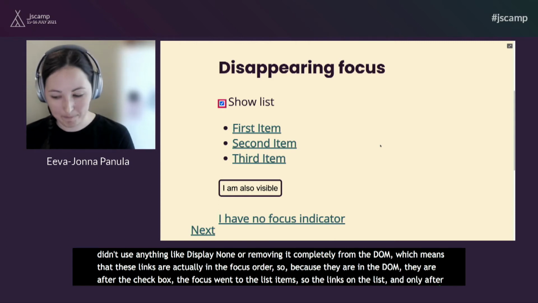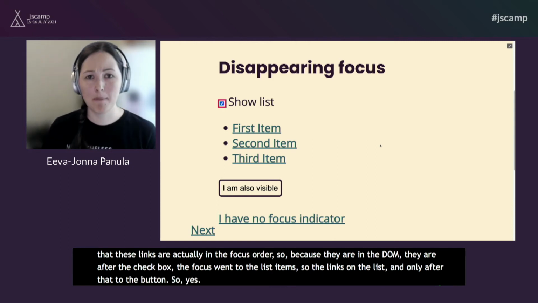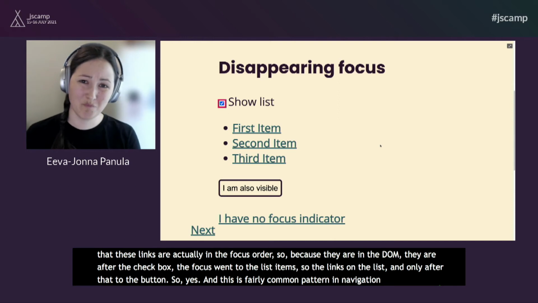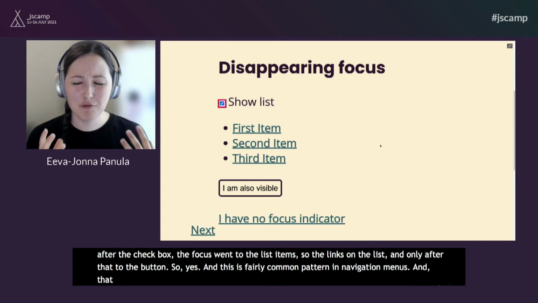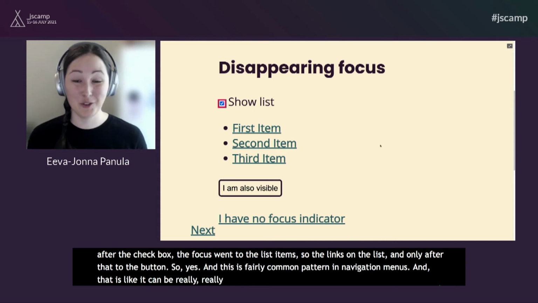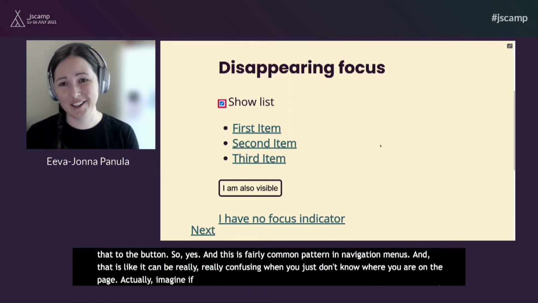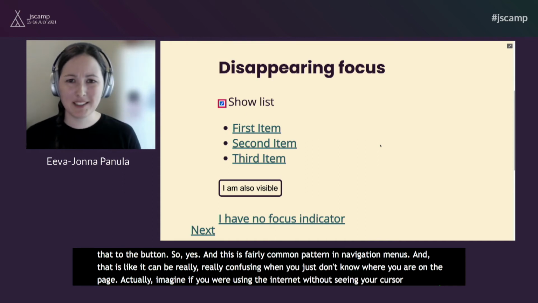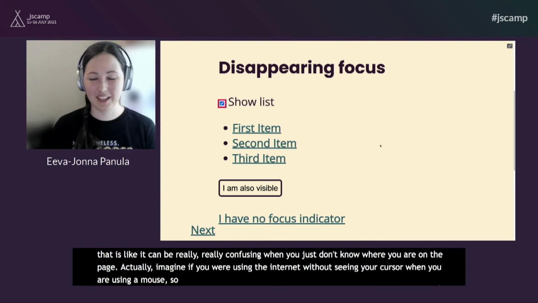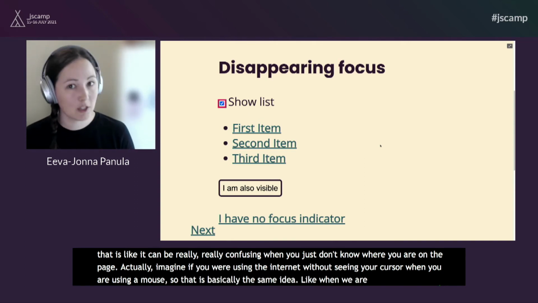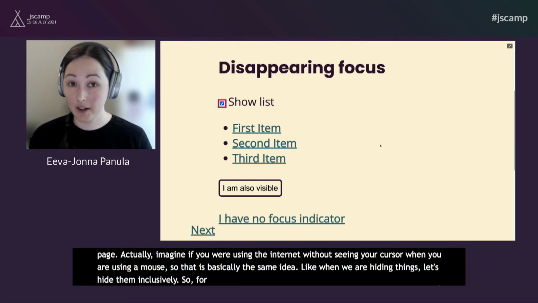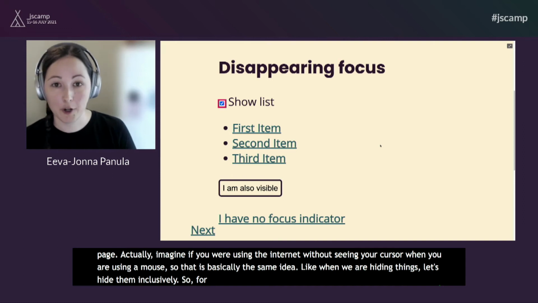So yeah, and this is a fairly common pattern in navigation menus. It can be really, really confusing when you just don't know where you are on the page. Actually, imagine if you were using the internet without seeing your cursor when you are using a mouse. That's basically the same idea. So when we are hiding things, let's hide them inclusively. For example, the CSS property display none is a good one, or just removing them from the DOM completely.